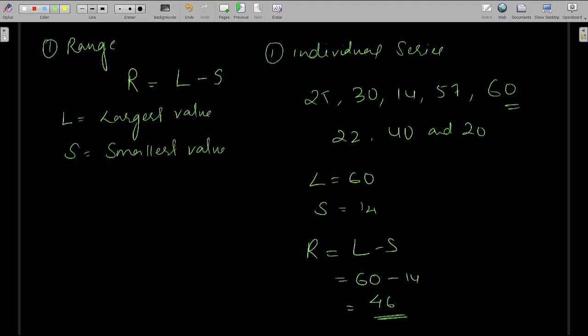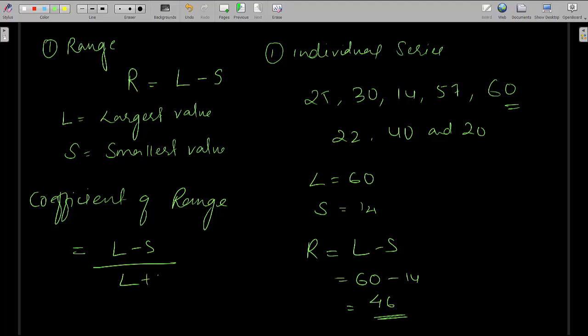Now, I also told you that while we're discussing how to calculate absolute measures, we'll also be discussing how to calculate relative measures as well. So when we say relative, we're talking about coefficient. So coefficient of range, the formula for coefficient of range, what is it? It is L minus S over L plus S.